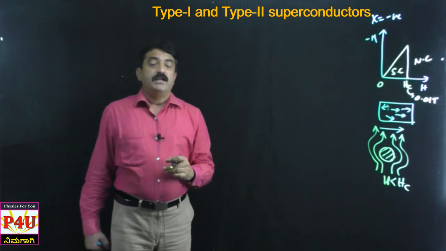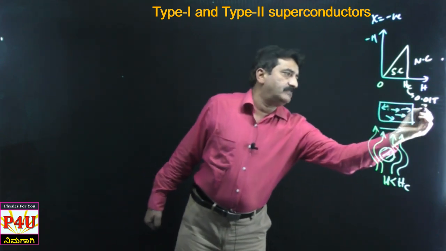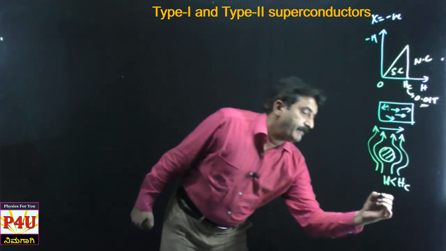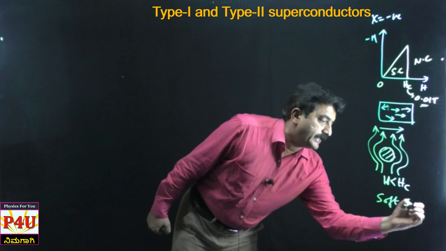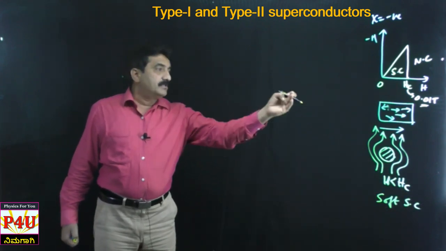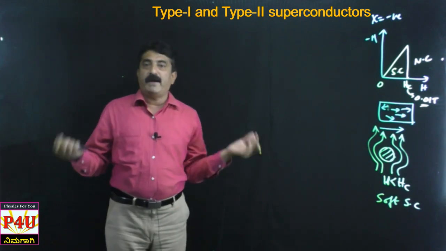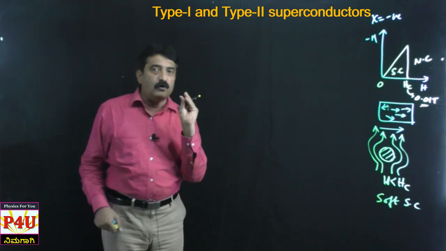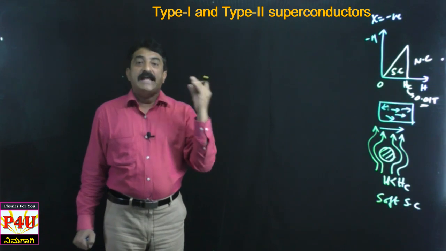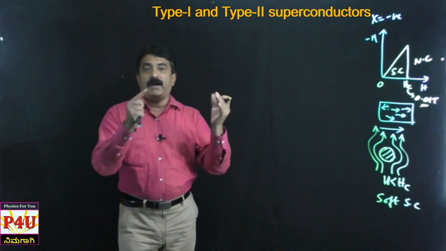Understood? Next, in type 1 superconductors, the critical magnetic field is very, very small, 0.01 Tesla. Therefore, we also call them soft superconductors. Soft does not mean that they are physically soft. Soft in terms of the magnetic field value. That means they cannot sustain huge magnetic field. They will surrender to a smaller value. Therefore, they are called soft. They are soft by nature in terms of magnetic field. Hence, we cannot use them to store magnetic field.